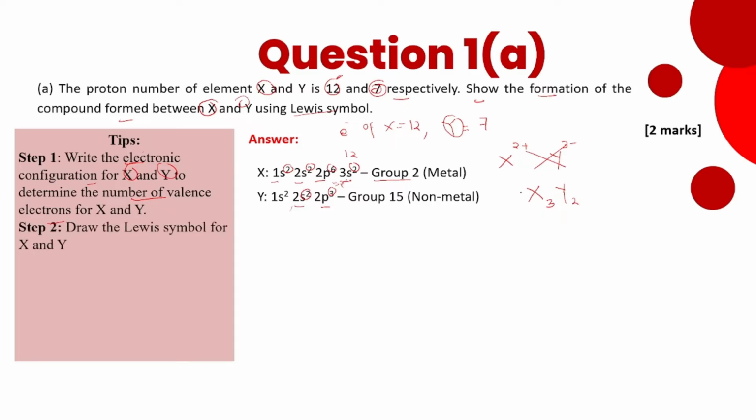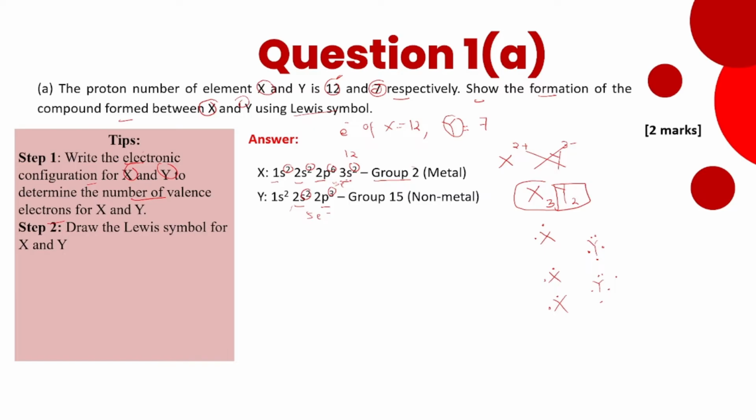The next step is to draw the Lewis symbols for X and Y. We have 3 X here, so we need to draw it 3 times: X, X, as well as X. Each X will have 2 valence electrons: 1 dot, 2 dot, for each. Meanwhile, Y has 5 valence electrons, so we need to draw Y 2 times. So Y and Y, each with 1, 2, 3, 4, and then 5 dots.